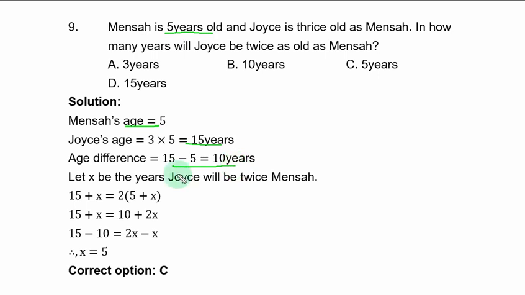So you add S to Joyce's age, that is 15 + S, and you add S to Mesa's age, but twice. That means you multiply that expression 5 + S by 2. If you expand the right hand side, you have 10 + 2S. So you equate to the left. Collect like terms. You have 15 - 10 equal to 2S - S, and that is S equal to 5. C is the correct option.